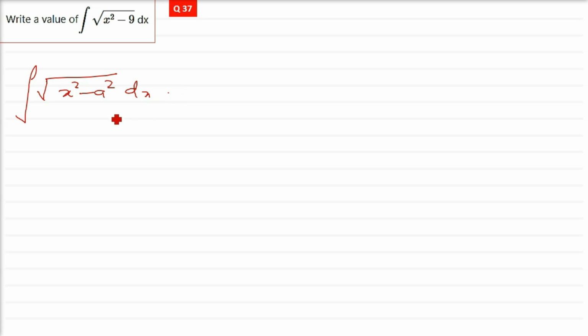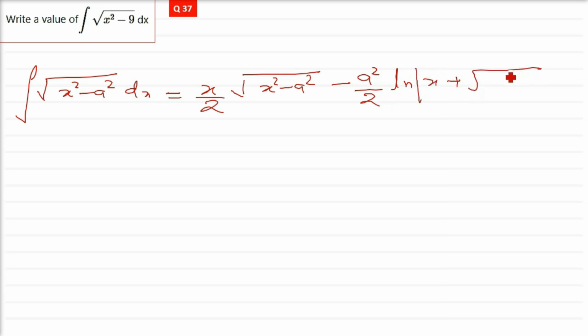Under root x square minus a square dx, this will be x by 2 under root of x square minus a square, minus a square by 2 ln, that is log base e, modulus of x plus under root x square minus a square, plus a constant of integration.